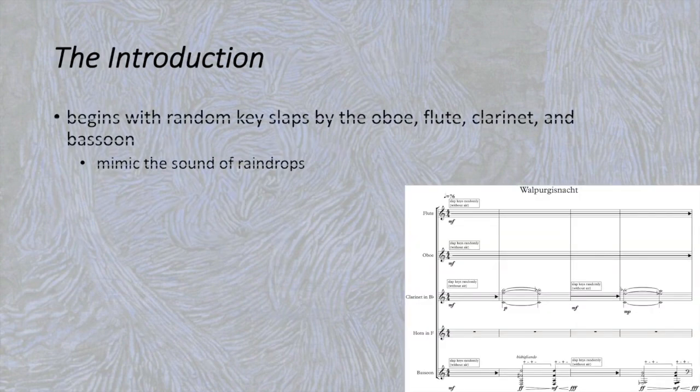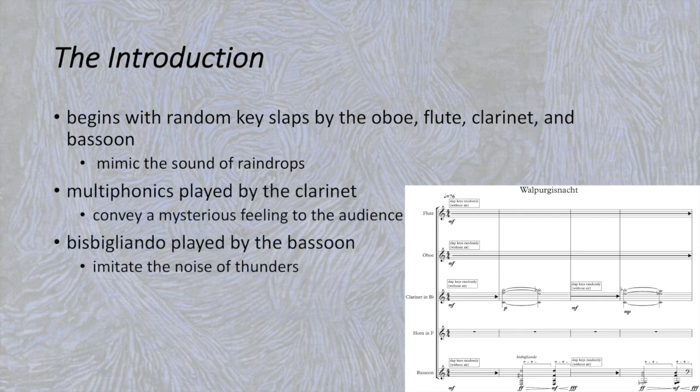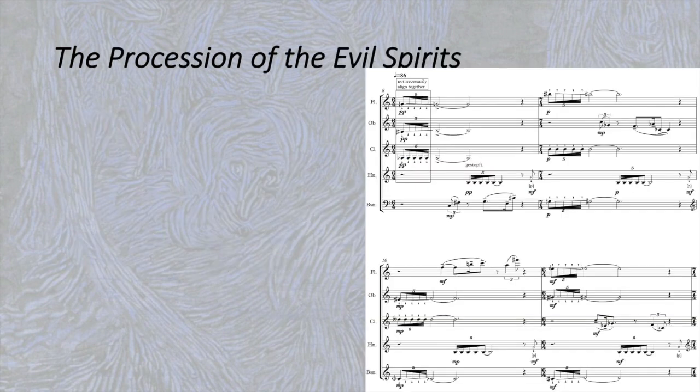The introduction begins with random key slaps by the oboe, flute, clarinet, and bassoon, which mimic the sound of raindrops. The multiphonics played by the clarinet and the bisbigliando played by the bassoon are then joined in to imitate the noise of thunder and to convey a mysterious feeling to the audience.